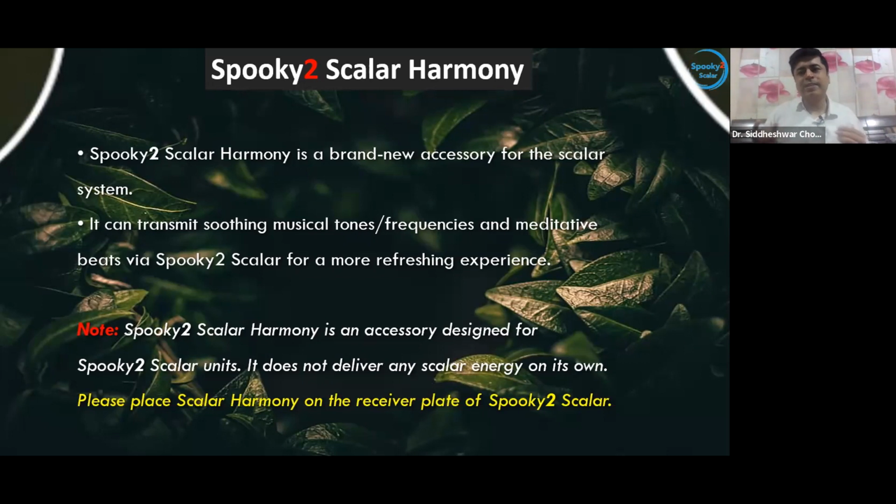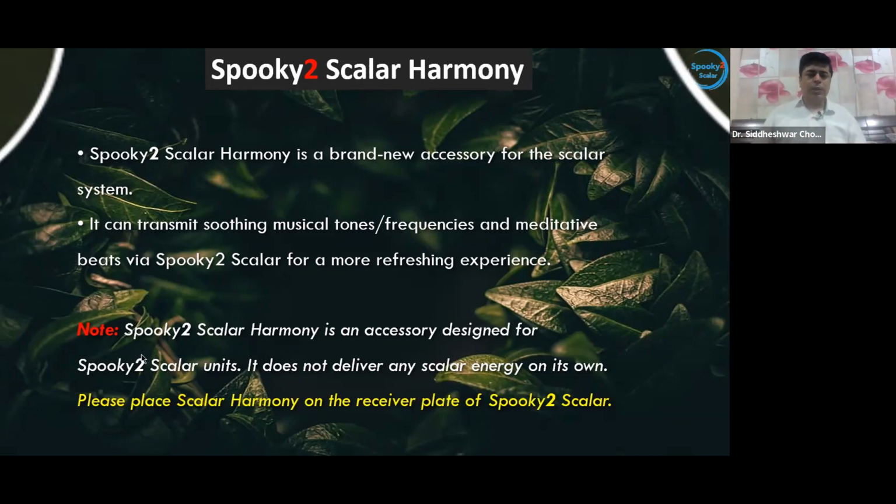So the accessory itself has a speaker. We'll see in the image. It has a small, tiny speaker. It does not need any power connection. It just needs proper setting up on the receiver coil of the receiver panel, and then you have to connect the 3.5 mm jack connection from your mobile phone or from any device which can produce audio frequencies.